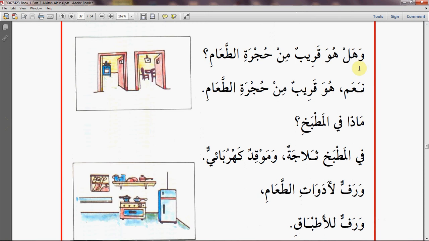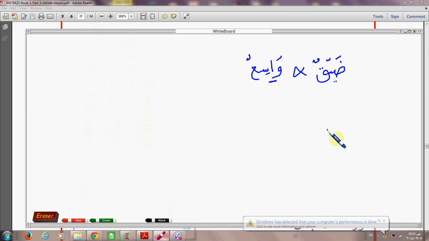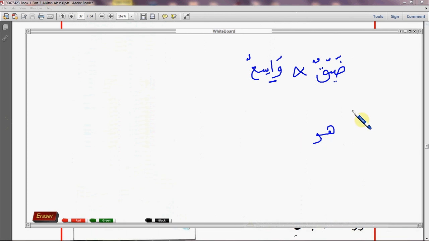The buyer still asks, وهل هو قريب من حجرة الطعام؟ وهل, wow here means and. Okay, because the original word is هل. And is it, هو here means it. Why? We learned that هو means he is for the people. For the people it means he is.